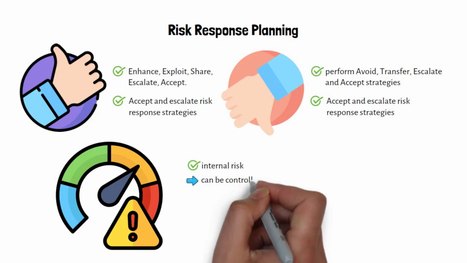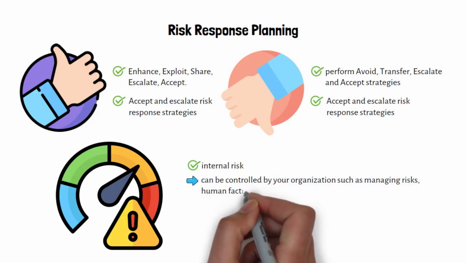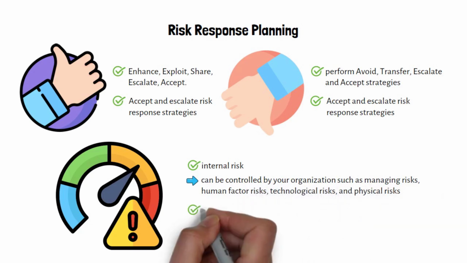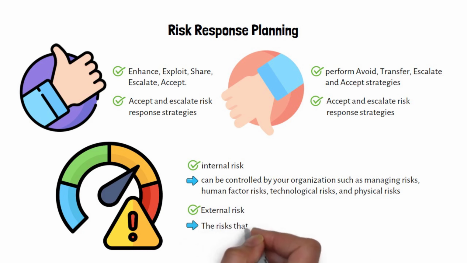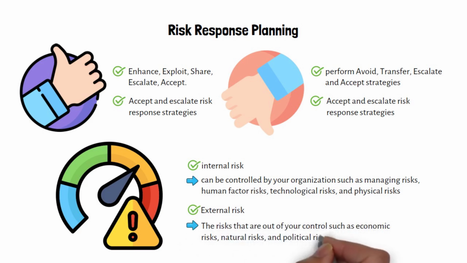Internal risks are the issues that can be controlled by your organization, such as managing risks, human factor risks, technological risks, and physical risks. External risks, on the other hand, are the risks that are out of your control, such as economic risks, natural risks, and political risks.